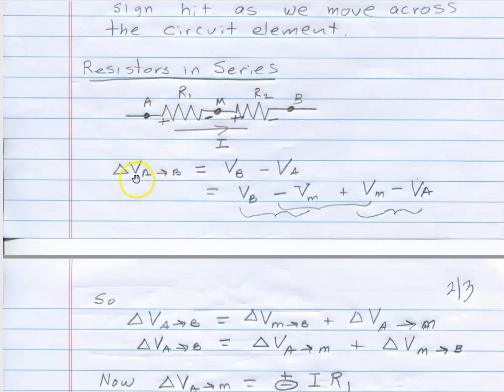But if I look at this, VB minus VA, I want to get delta V from here to here. That's just the final potential, the potential at B, minus the initial potential at VA. And now I'll put an intermediate point, there's my middle point, M. And what I'll do is I'll subtract the potential at M, and I'll add it. So that doesn't change anything. Just added 0 in the form of minus VM plus VM. And then I'll regroup them in this fashion here, group VB with VM and VM with VA.